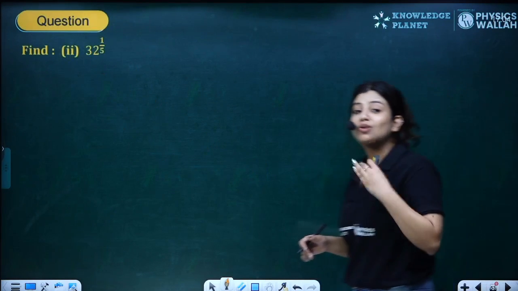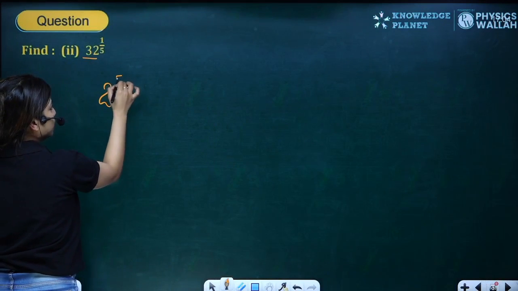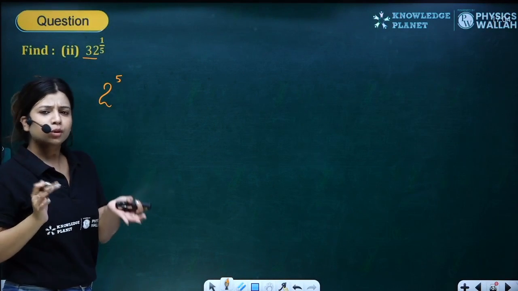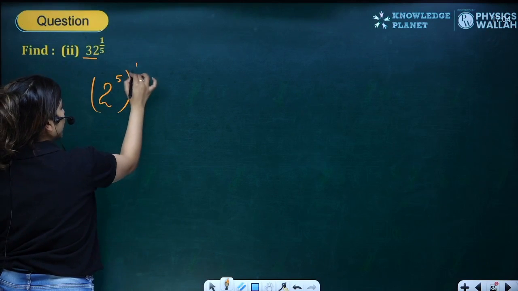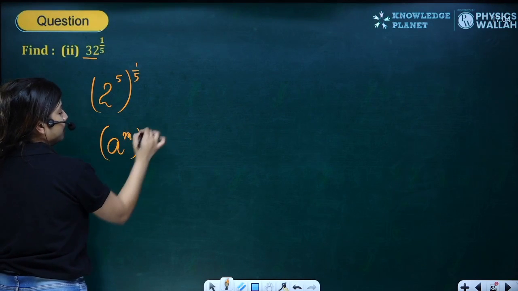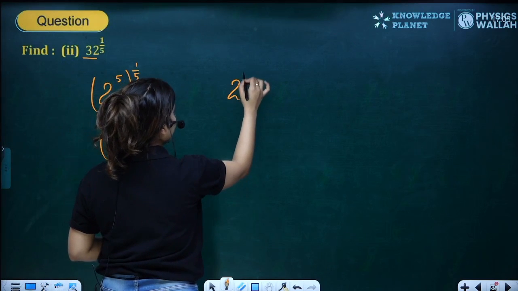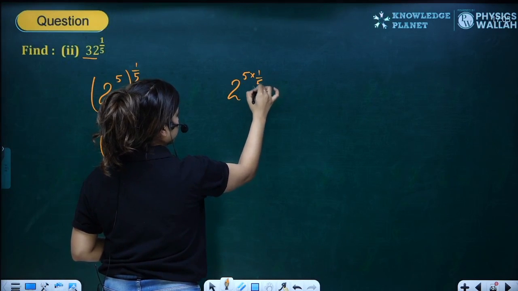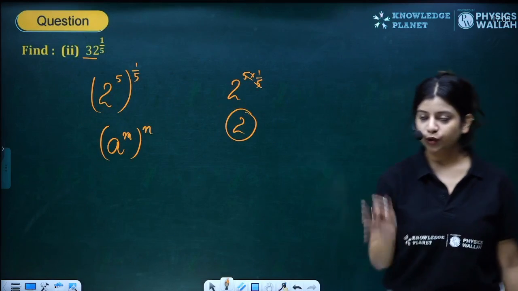Next we have 32 to the power 1 by 5. Now this 32 can be written as 2 to the power 5, as 32 is 2 into 2 into 2 into 2 into 2, and then we have whole power as 1 by 5. Now this is of the form a to the power m whole to the power n, which equals a to the power m into n. 5 and 5 cancel. So the answer will be just 2.